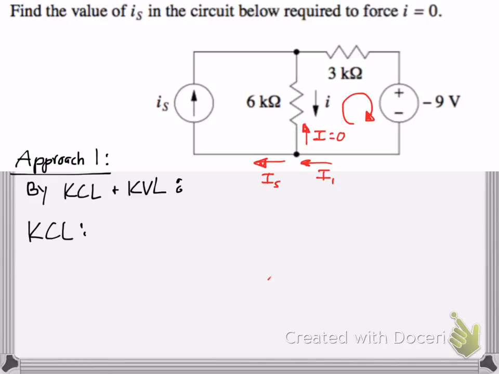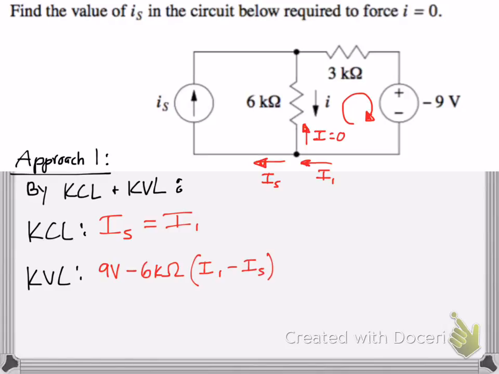So we know that by KCL, IS, the current source, has to be equal to I1 in this case, as I labeled, so that the current sums to 0. But by the loop rule, using Kirchhoff's voltage law, here's the loop. We're going to go from the battery, 9 volts, and subtract the voltage across the 6 kilohm resistor. Since V is equal to IR, the current would be I1 as we labeled, minus the current source, because that has to be there.